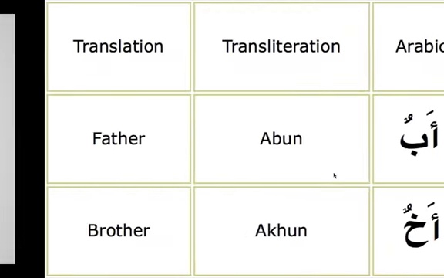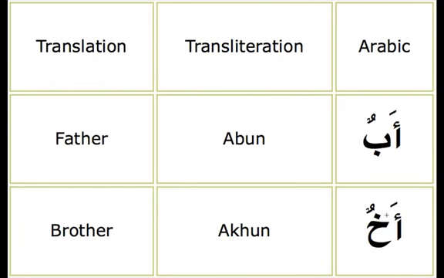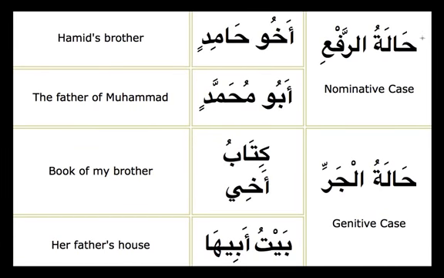Let's do some examples. So abun and akhun. When they are in a state of raf'a, marfu, you say akhu Hamidin, Hamid's brother, mudaf, mudaf ilayhi. When they become mudaf, then you have this sign of waw attached. Abu Muhammadin, Muhammad's father.